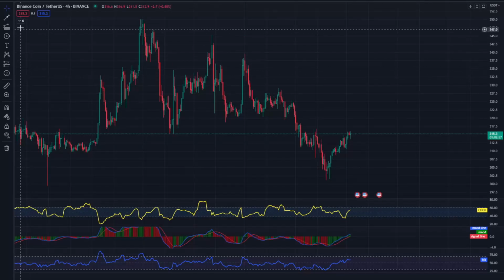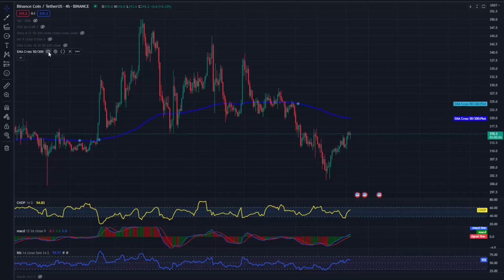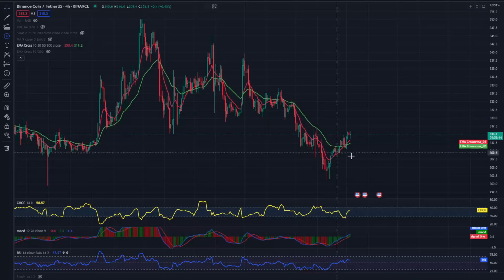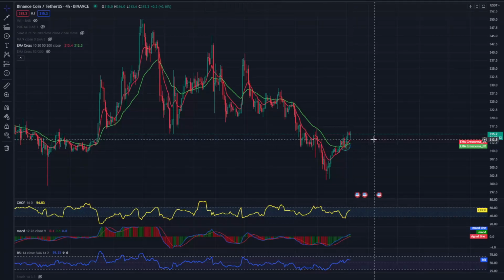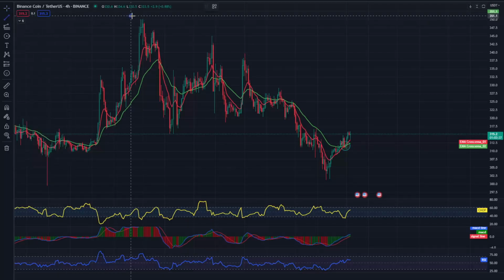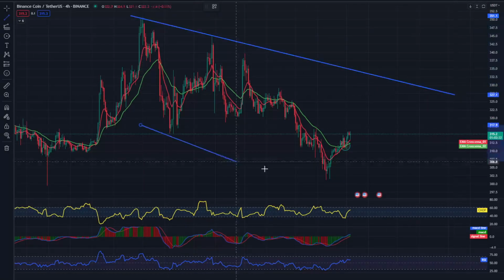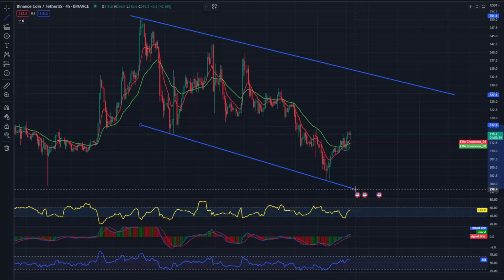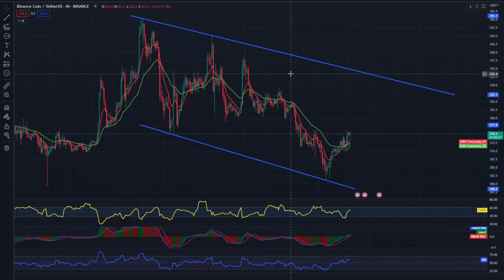As the third one, we will check the BNB to USDT chart on a one-day timeframe. First, we will check the EMA cross 10 and 30, where we can see confirmation of the transition to an uptrend. Now, using the blue lines, we will mark the downtrend channel where the price has been moving for a long time.